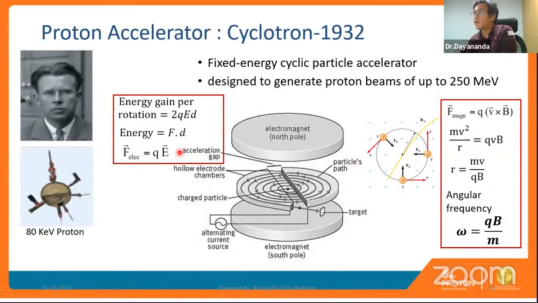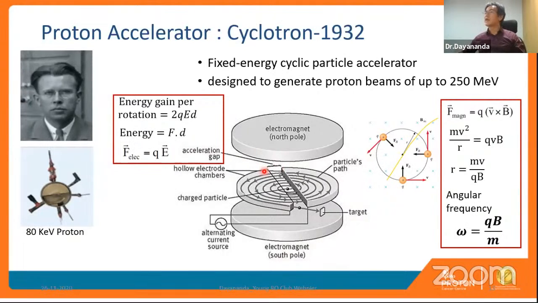So this is the initial force which the charged particle was having, and this is the corresponding energy. Each time this charged particle crosses the D's, it is going to gain twice the amount of this energy, which is given by twice the charge into the electric field and the gap over here. So the charged particle kept on increasing its energy, and it will do this till it attains the maximum energy of the proton.